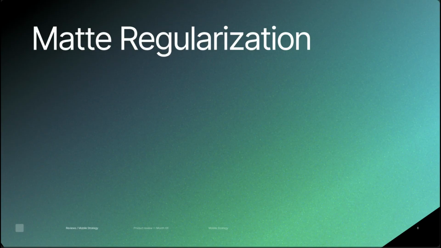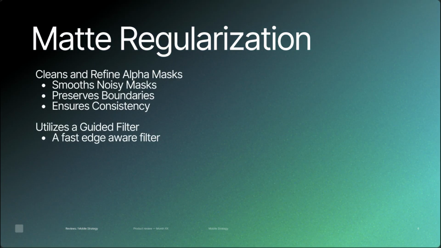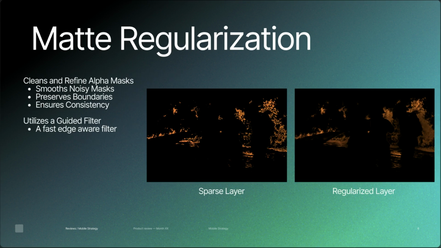Next, we apply matte regularization to clean and refine the alpha masks. This is achieved by using a guided filter, a fast edge-aware smoothing filter that uses the original image to guide where to blur and where to preserve edges. This regularization step smooths noisy masks, especially in flat regions, preserves boundaries such as object edges, and ensures consistency in alpha blending by normalizing the masks again.